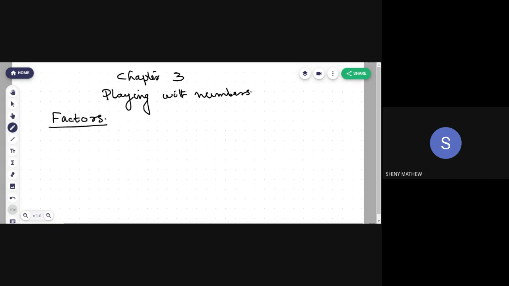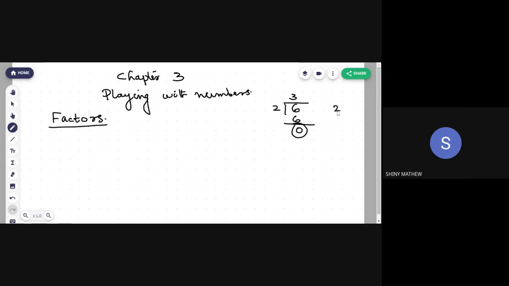Okay, only listen, don't write. Now, if I take the number 6, then we can divide this 6 exactly by the number 2, because in table 2 we can say 2 3s are 6. If we divide 6 by 2, the remainder is 0. So if a number can be divided by another with remainder 0, that number is known as a factor.